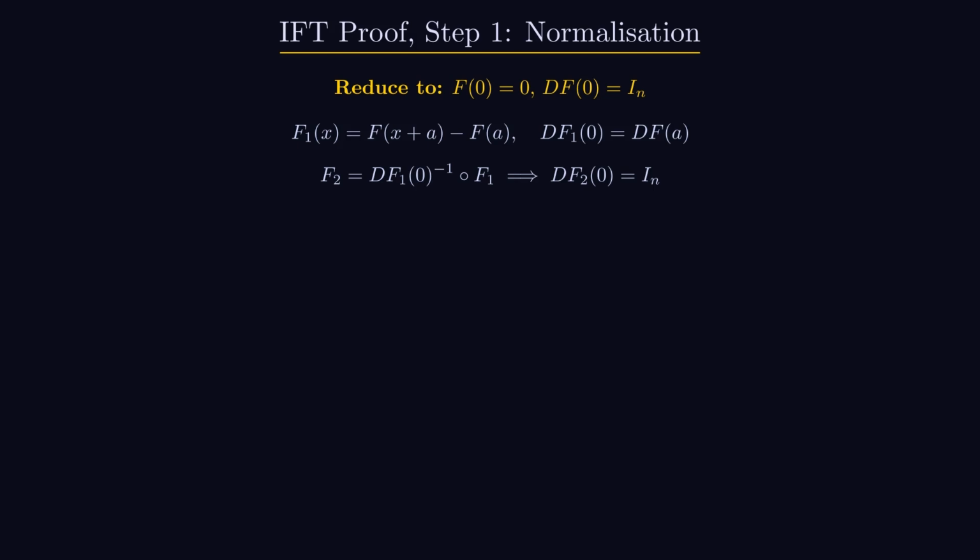The determinant of df of x is a continuous function of x, and after normalization it equals 1 at 0. We may therefore shrink u to ensure df of x is invertible at every point of u, not merely at the origin. This will be used in later steps.